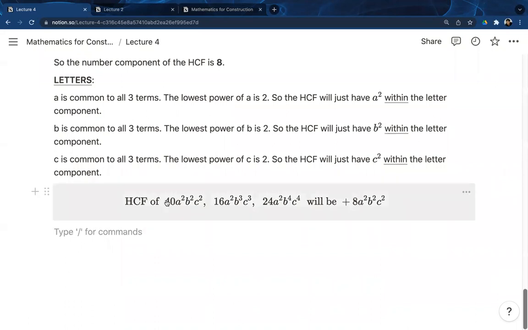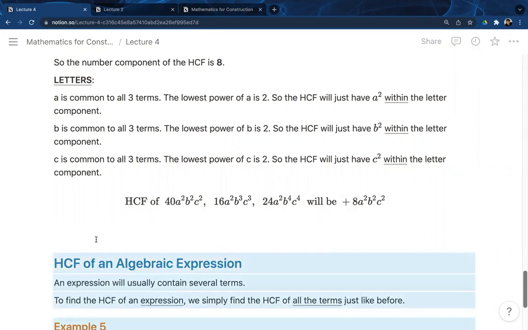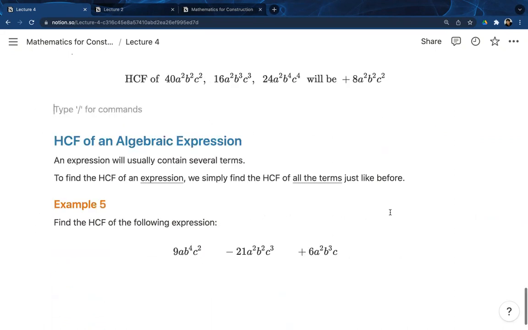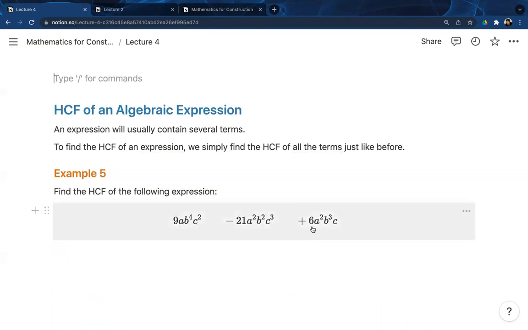So if you could find the HCF of a bunch of separate terms, then it's not that stretch of the imagination to find the HCF of an expression. Okay, how do you find the HCF of an expression? Well, an expression has several terms. To find the HCF of an expression, we just find the HCF of all the terms like we were doing up here, right? So if I have this expression here, I just put spaces to separate them, right? I have 9 by something minus 21 by something plus 6 by something. What's the HCF of this expression? That's what I'm asking you.